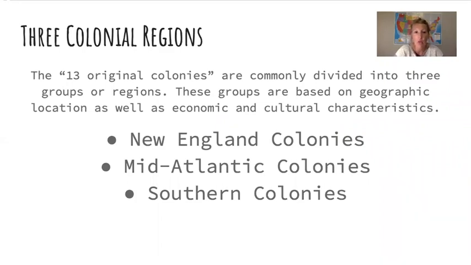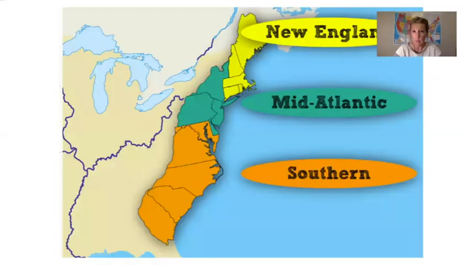The 13 original colonies are commonly divided into 3 groups or regions. These groups are based on geographic location as well as economic and cultural characteristics. We talked about this at the beginning of the year, how the United States is broken up into different regions. Well, they broke the colonies up into 3 regions based on geographic location. The 3 groups were the New England colonies, the Mid-Atlantic colonies or middle colonies, and southern colonies. So this is a map that shows you where the New England colonies were.